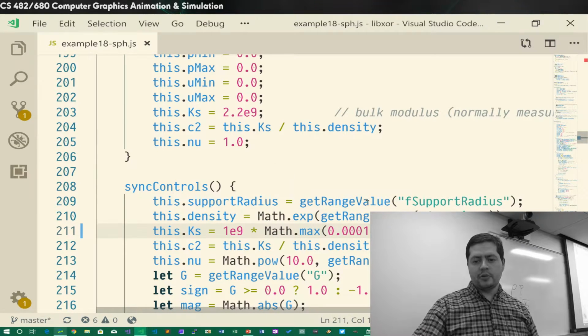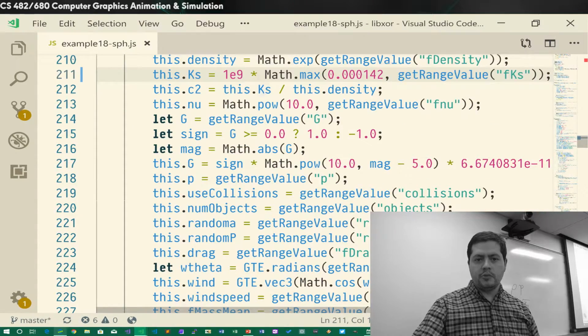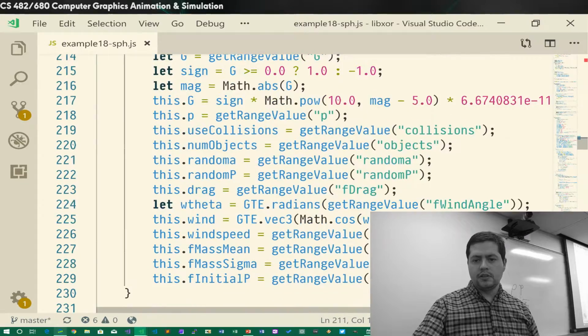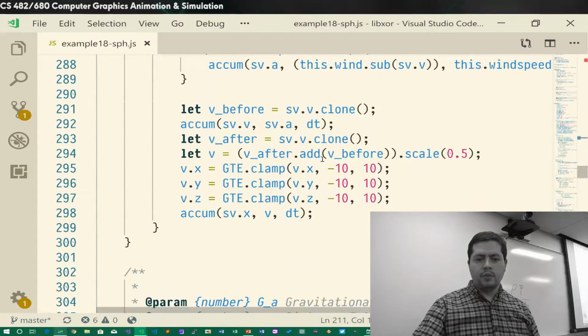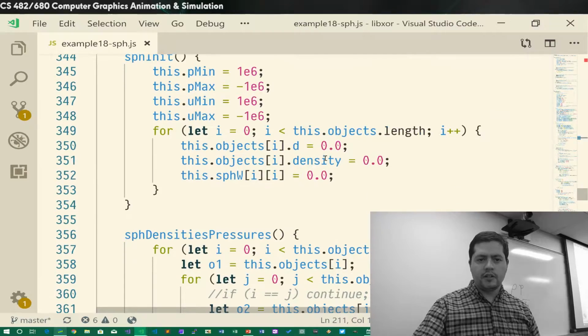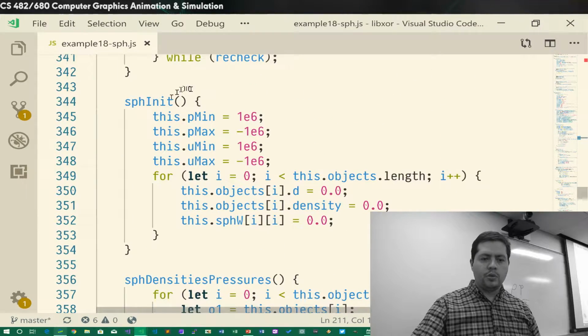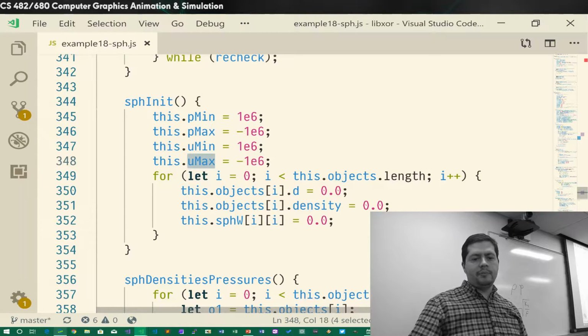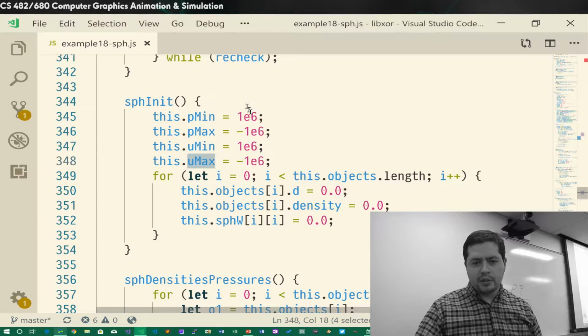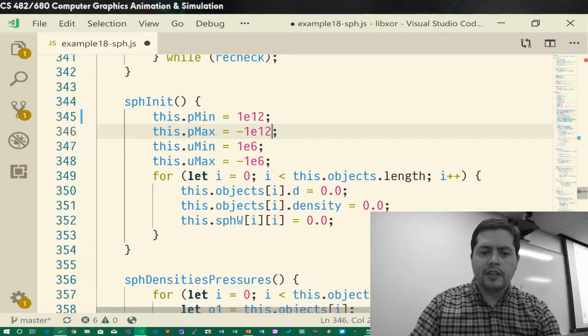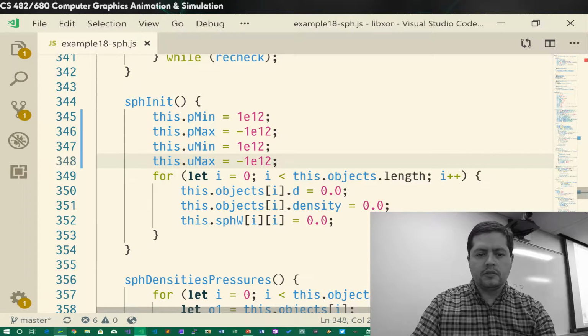I'm going to change this back so we're getting realistic values here, and then what we want to do is c squared equals ks over density. Okay, so when we're updating everything, we have Pmin and Pmax, and then Umin and Umax. So I set max to a large negative number, and actually I should probably set those to even, I wasn't thinking about this.